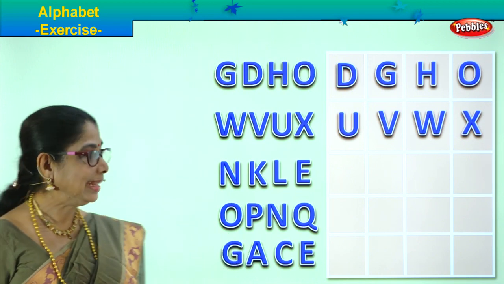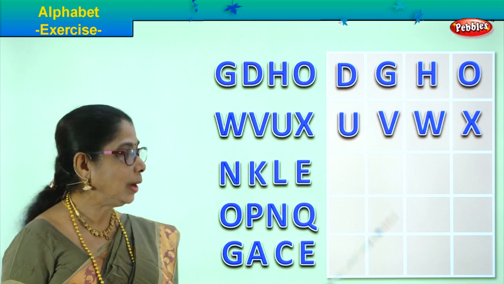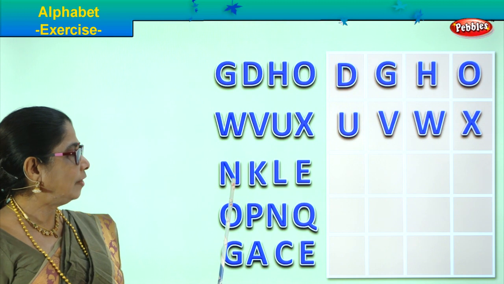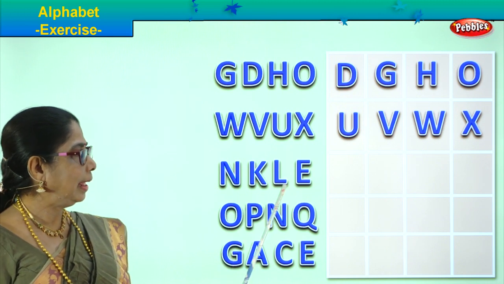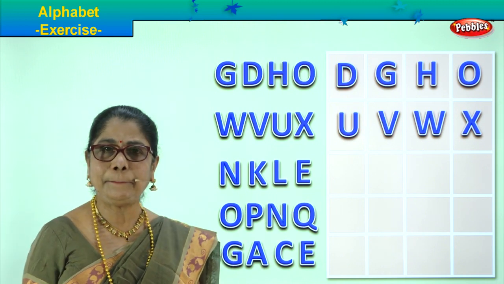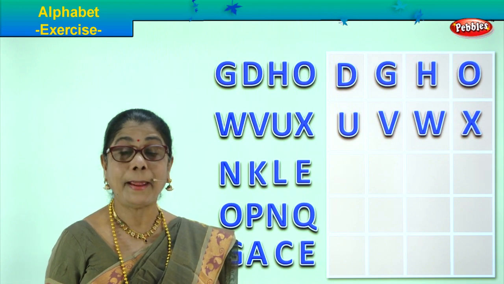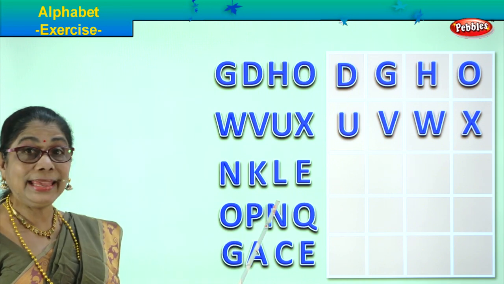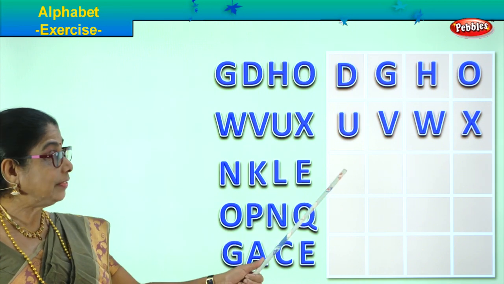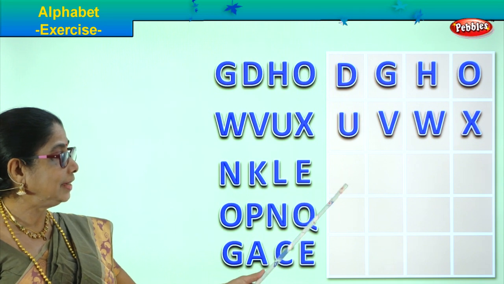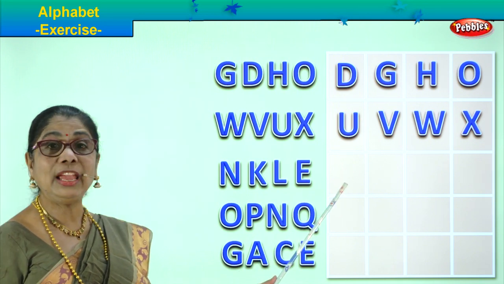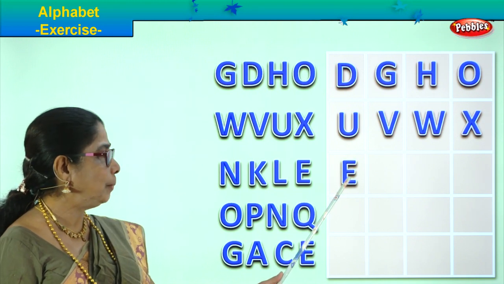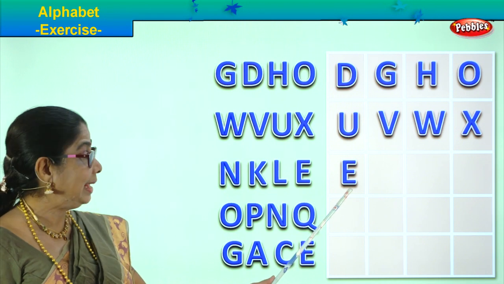Yes, let's take the next row and see what letter comes first and what follows next. We have here N, K, L and E. Let's say from the beginning the letter A, B, C, D, E. Good, we have E here. So we put the E here. First we put the letter E. What's the sound of letter E? Egg, A. Very good.